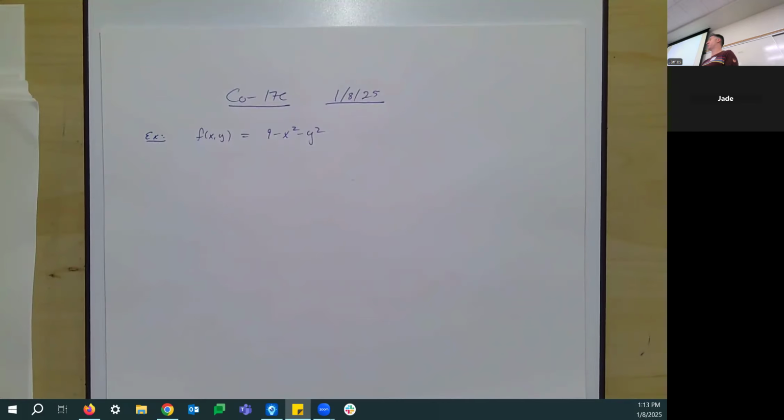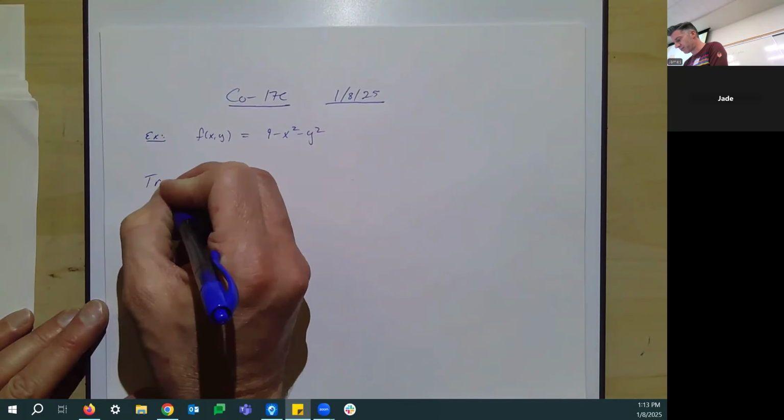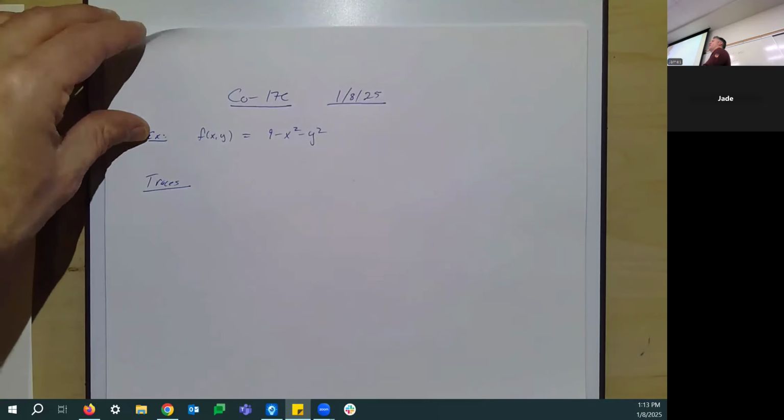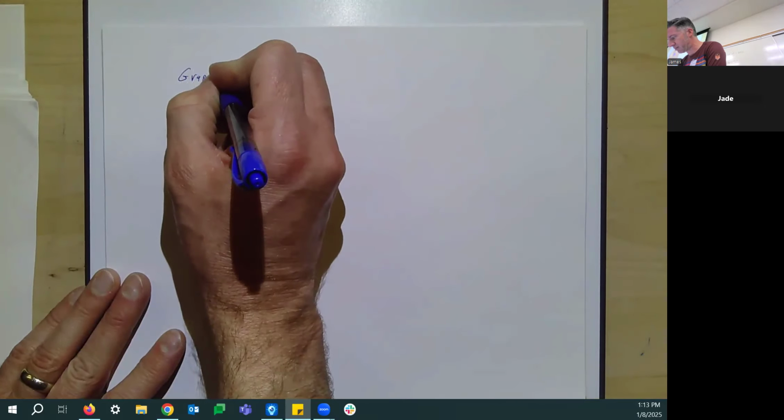I would probably start by looking at what's called the traces. Traces are what you get in each of the different planes. In fact, we'll come back to this in a second. I kind of got ahead of myself. Let's skip this for a moment. Sorry, I just realized we should talk about the planes before we talk about the traces. So let's talk about graphing planes.